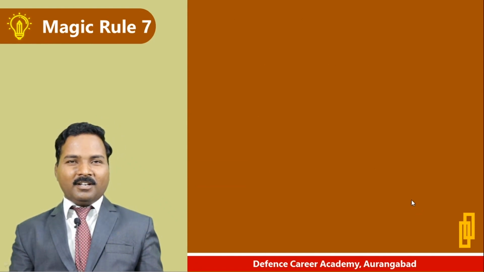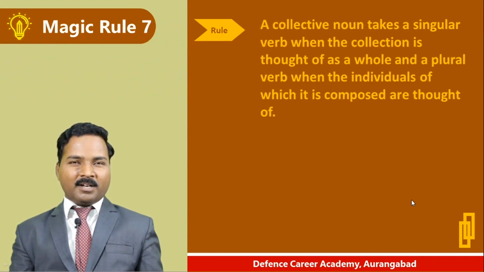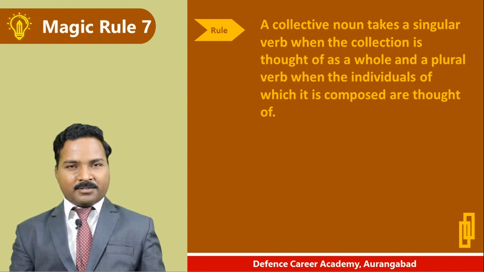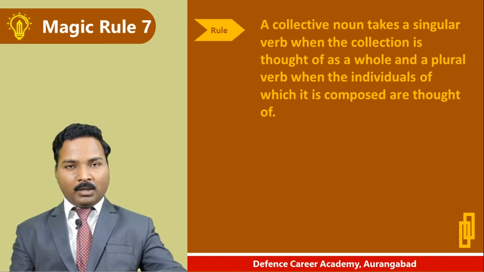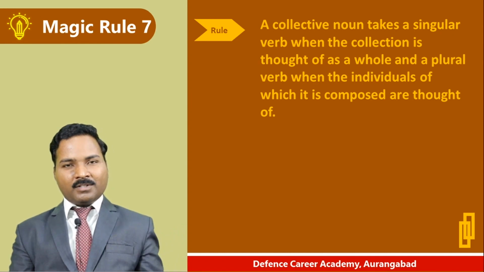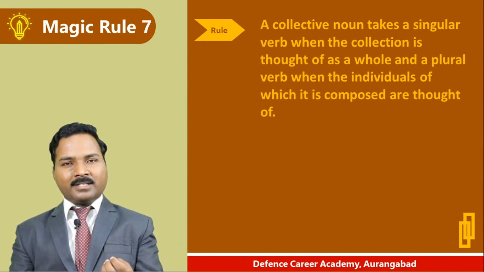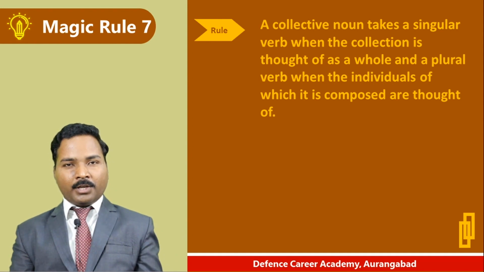Now we are going to learn rule number 7. In this rule also we will talk about subject verb agreement. Dear friends, when a collective noun is used, it is used in two different contexts. Sometimes we use a collective noun to refer to a group of people wherein all members of that group behave as a group. Okay. Means they have a kind of unity in them. In this case the verb should be singular.